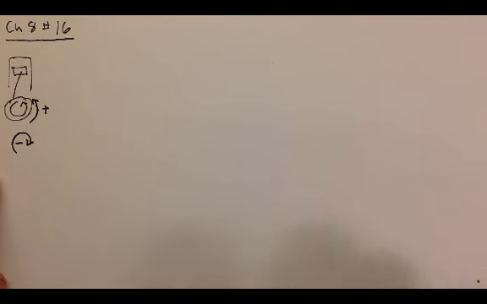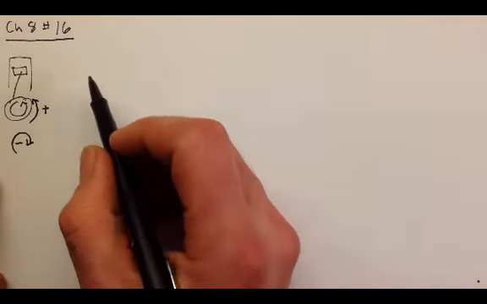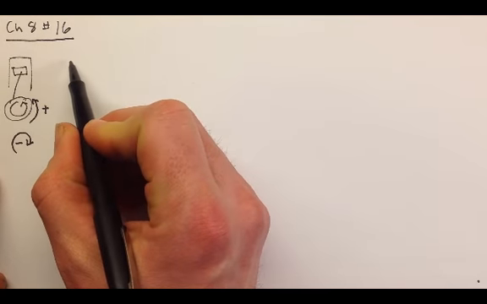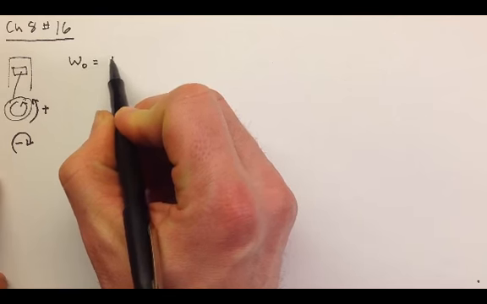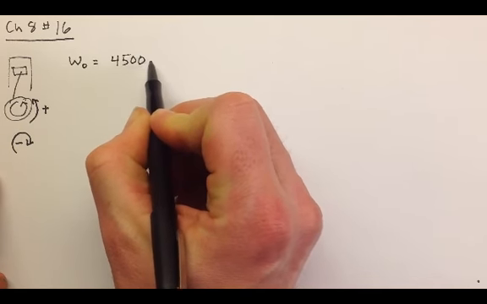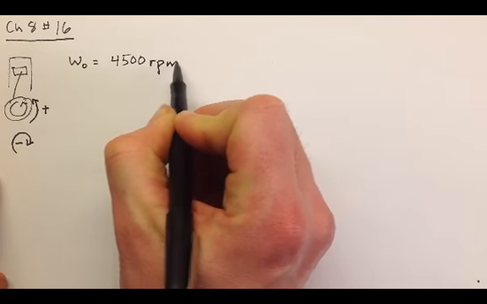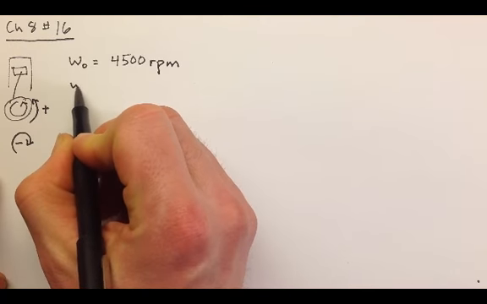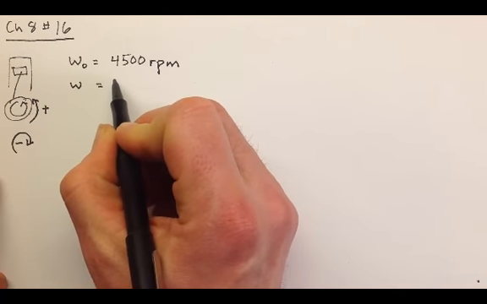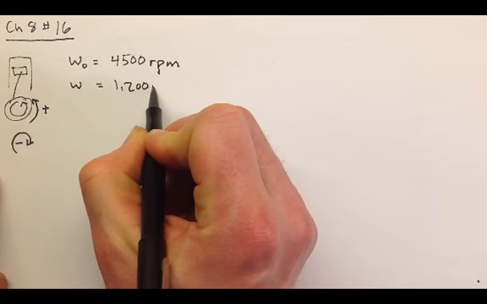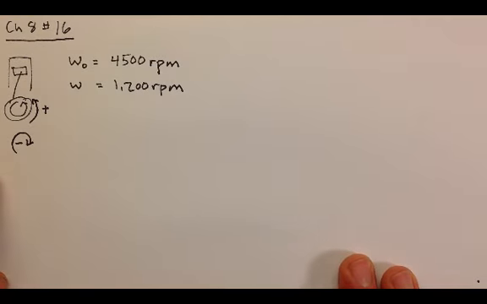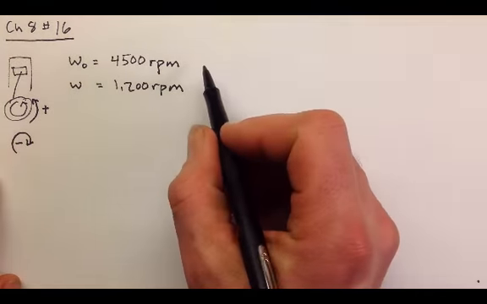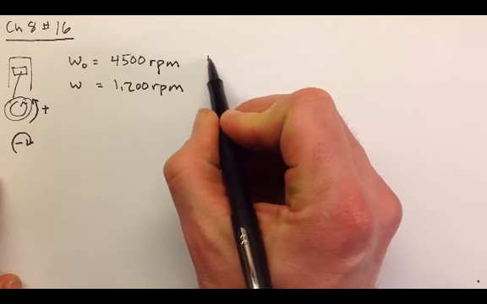All right. So let's write down some things we know here. We are told at the beginning that the initial angular velocity is 4,500 RPMs. We're also told that the final angular velocity is 1,200 RPMs. And I think I'm going to go ahead and convert these into radians because that's kind of my safe unit.